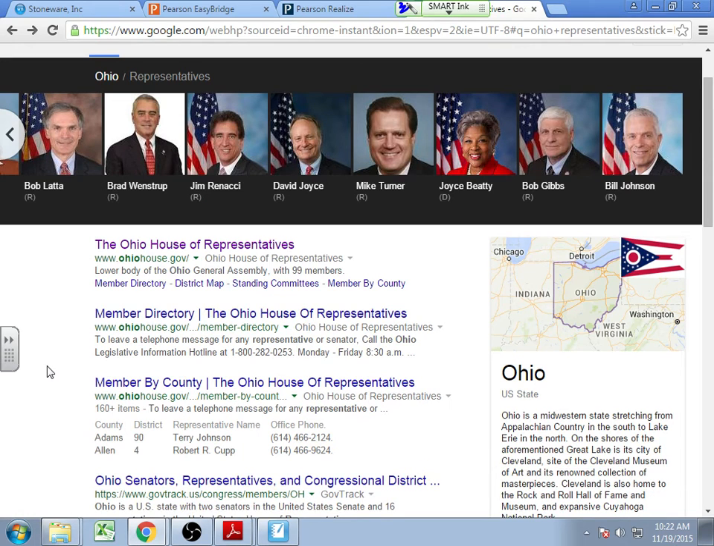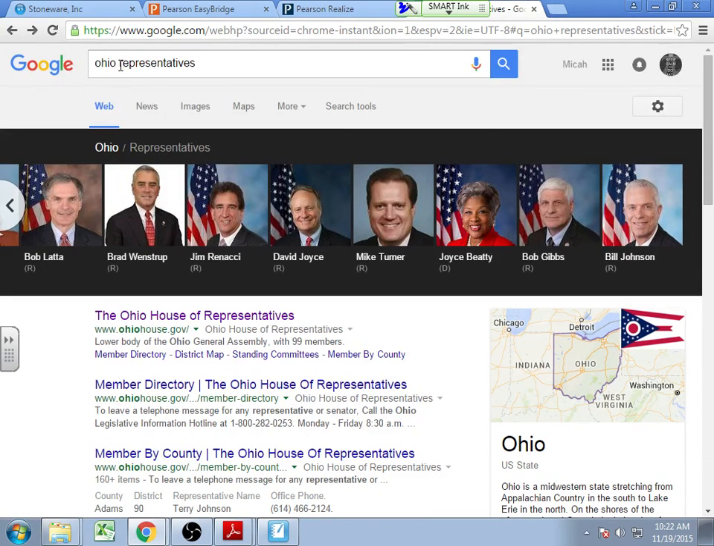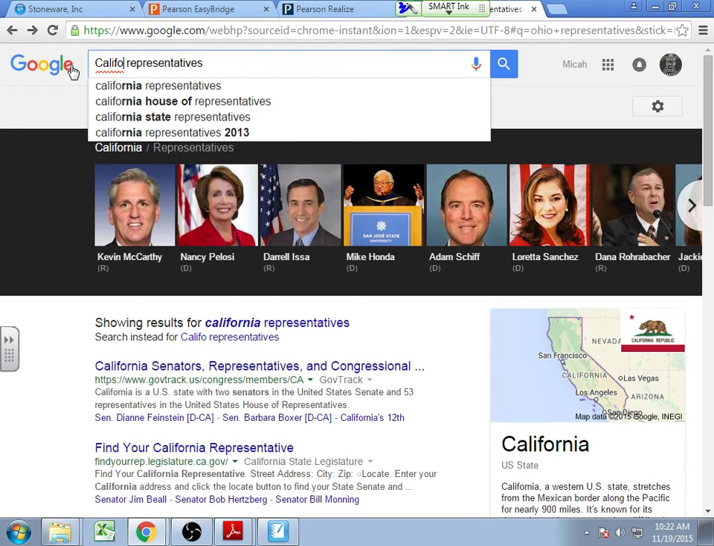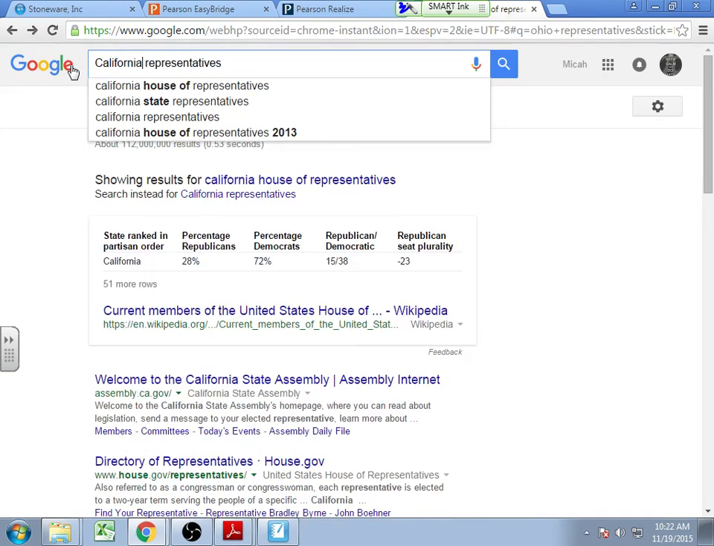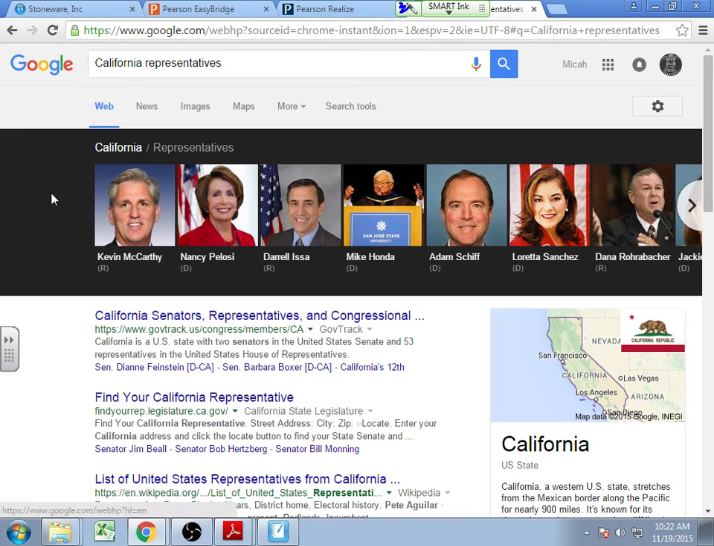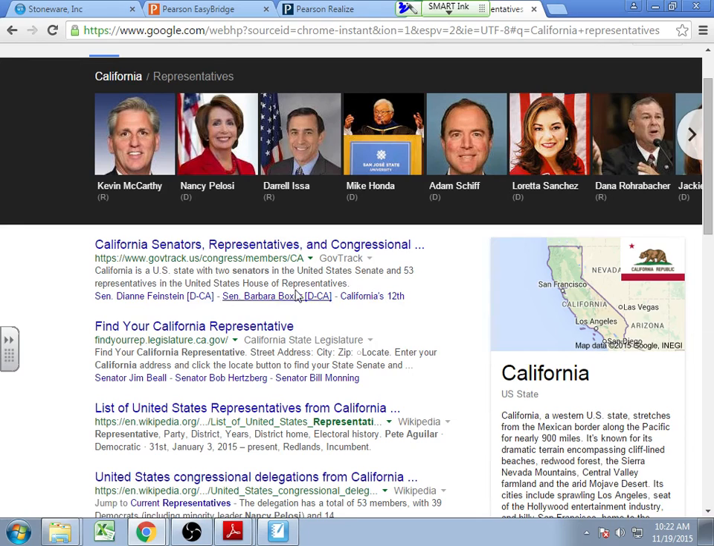Yeah, so then if we look at California, they have 53 representatives. California has such a large population, they have 53 representatives.